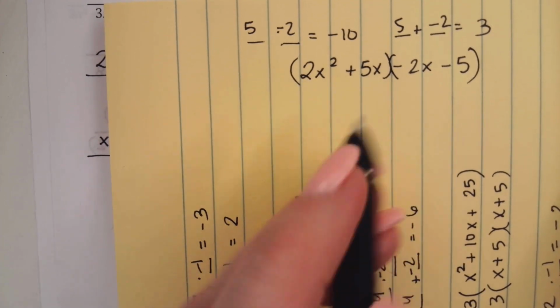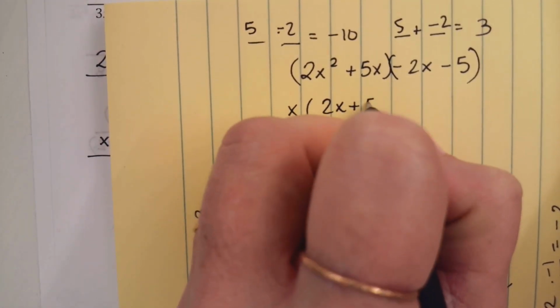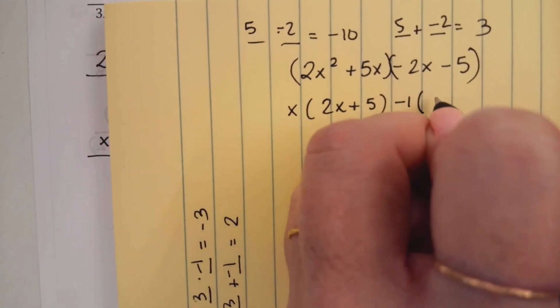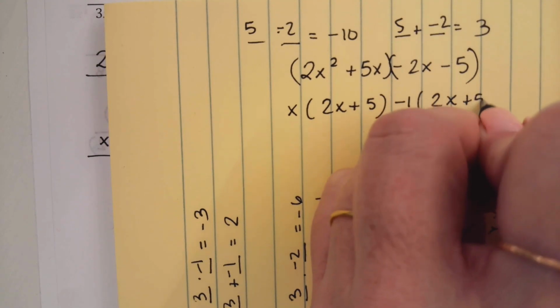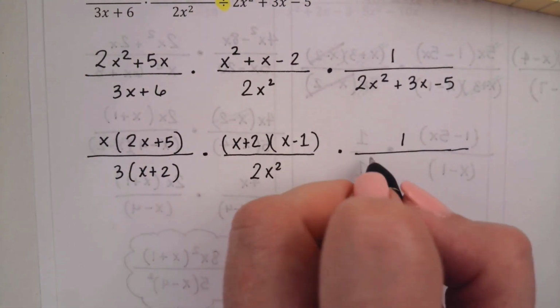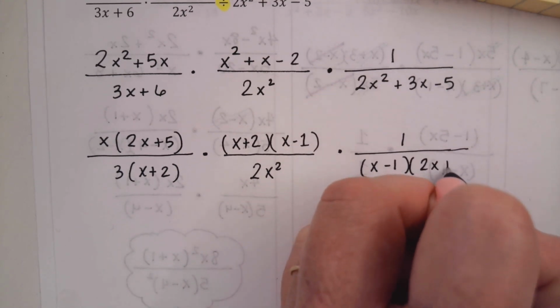GCF of the first group, x, which leaves me with 2x plus 5. GCF of the back group, -1, which leaves me with 2x plus 5. See, it didn't matter. So one factor is an x minus 1. One's a 2x plus 5.